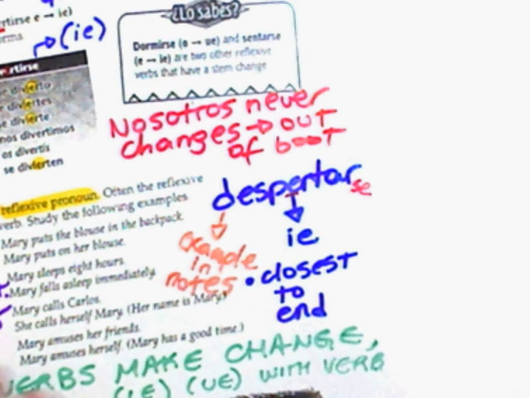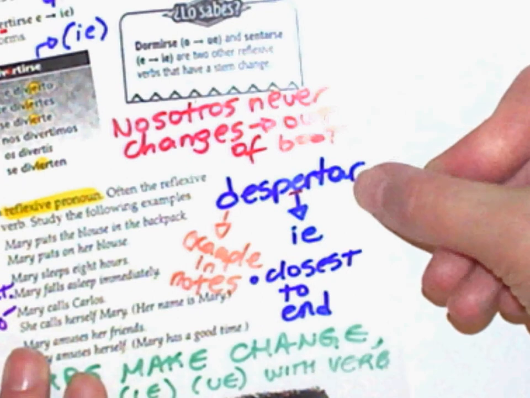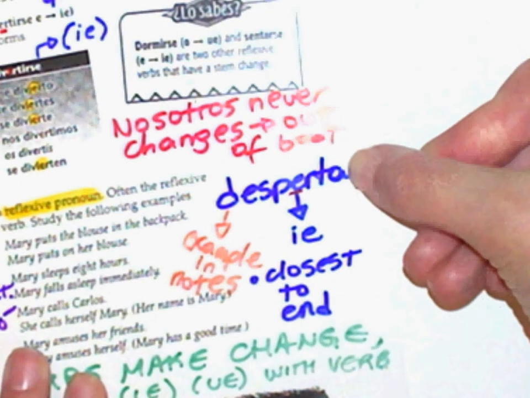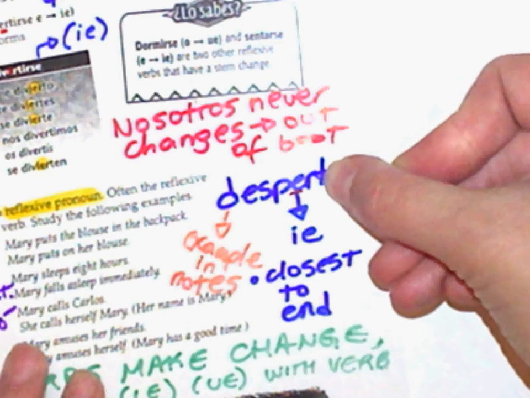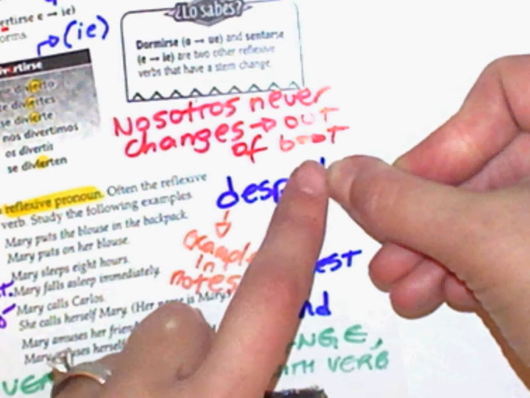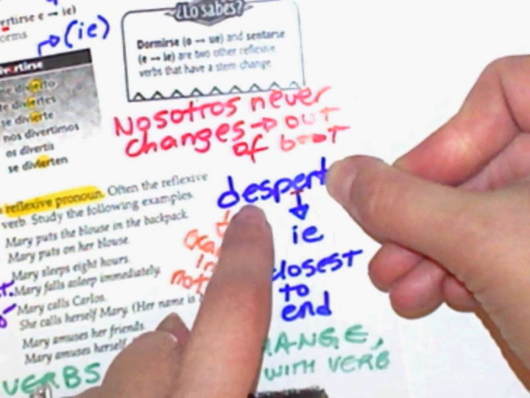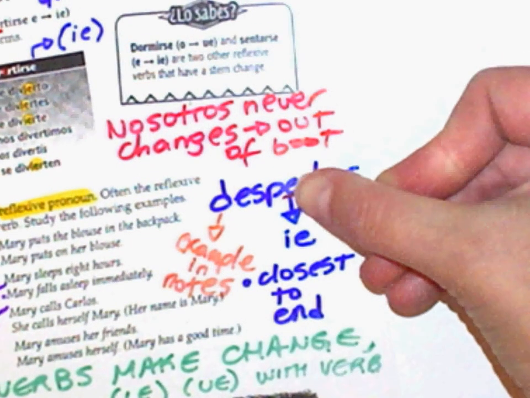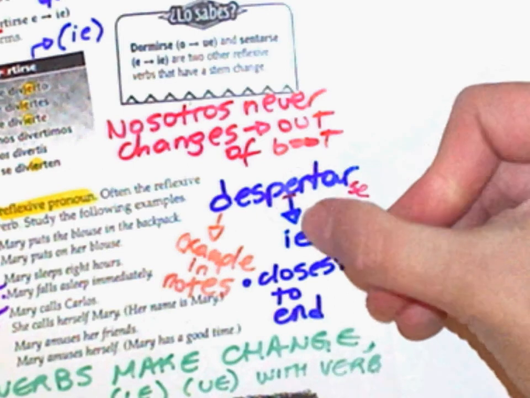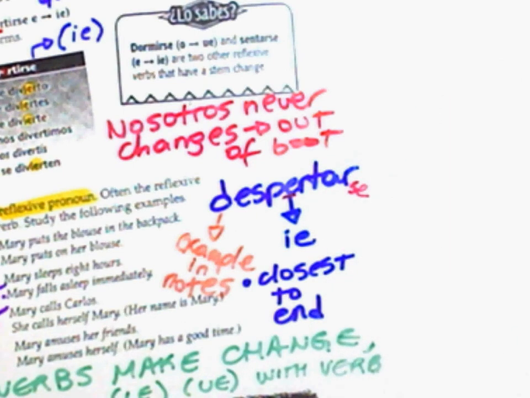So you're going to take care of that SE by doing your me, te, se, nos, os, se. You're going to take care of the AR by doing your conjugations. But then you have to do this extra stem change. The stem is what's left over from once you drop the ending. Okay? So the E that you're going to use to change to IE is going to be that second E, the one that's closest to the end. So far, so good?